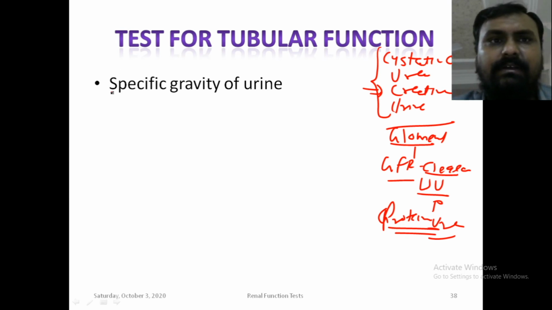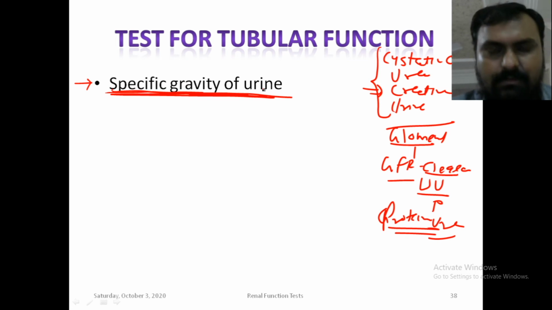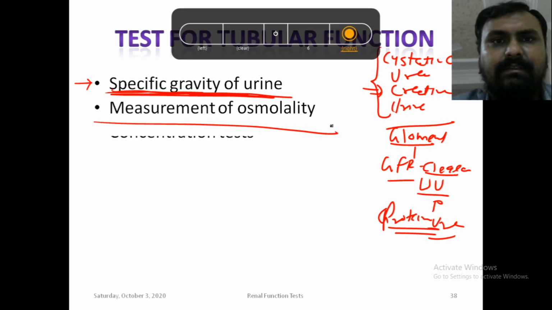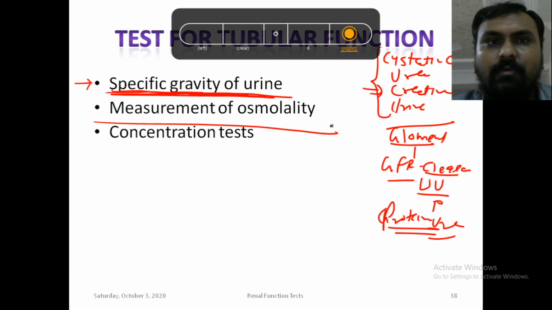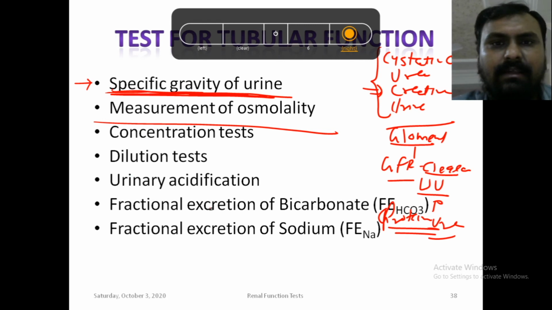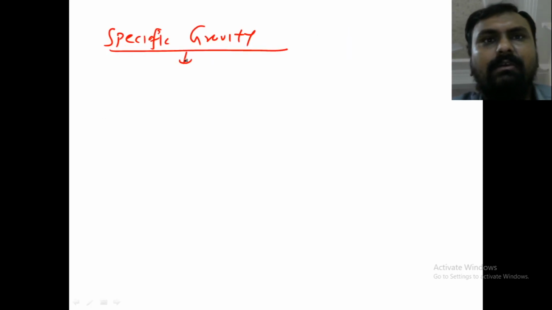So what are the different tests? Like specific gravity. What is specific gravity? It is the ability of the kidney to concentrate. We can measure osmolality, concentration test, dilution test, urine acidification test, fractional excretion of bicarbonate, and fractional excretion of sodium. Specific gravity is the ability of the kidney to concentrate the urine, right?